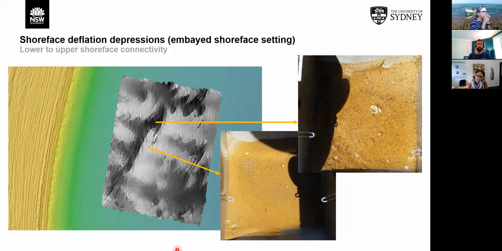So all of this is giving us an idea now of some numbers on the sediment budget: how much sediment is on the shore face, in the shore face system, and are these processes present and still occurring.